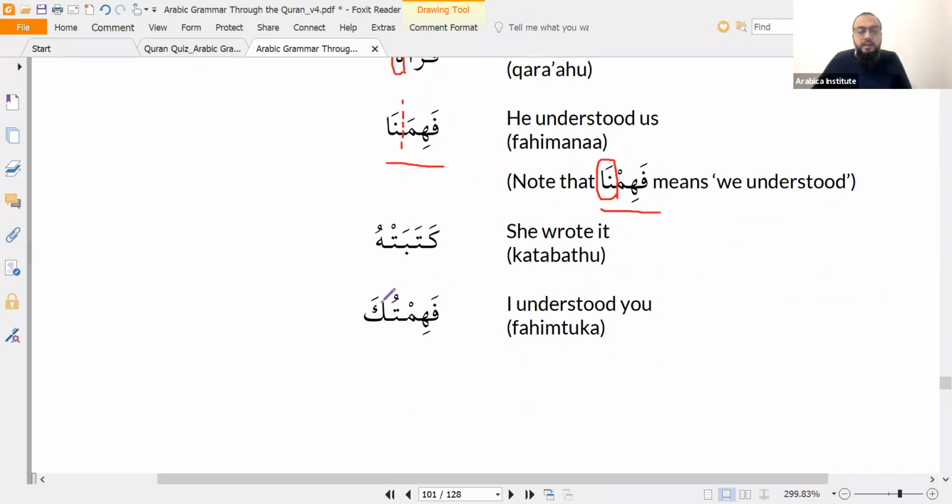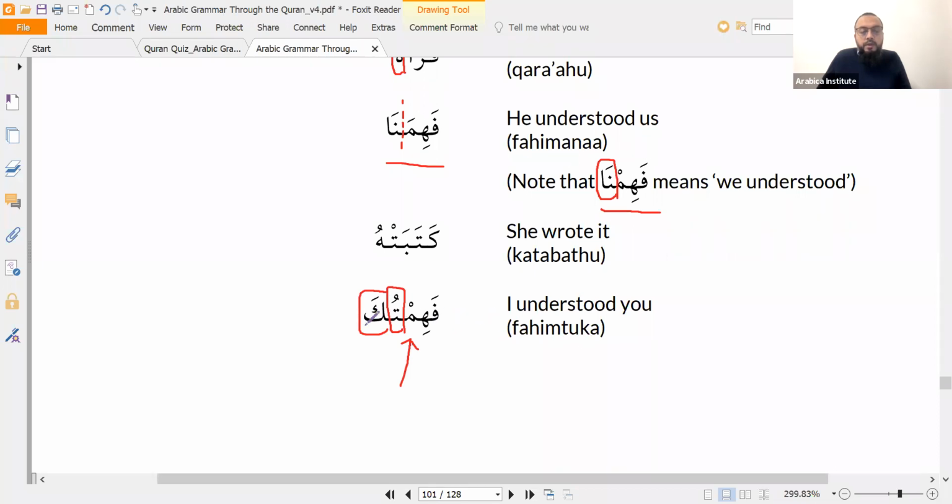Katabathu, she wrote it. Fahimtuka, I understood you. Fahimtu is the verb, and then the ka is your object. Right. So in this sentence, how many pronouns are there? Two. What's the first one? The tu, good, which means I. And then the second one is the ka, which means you. I understood you. There we go.